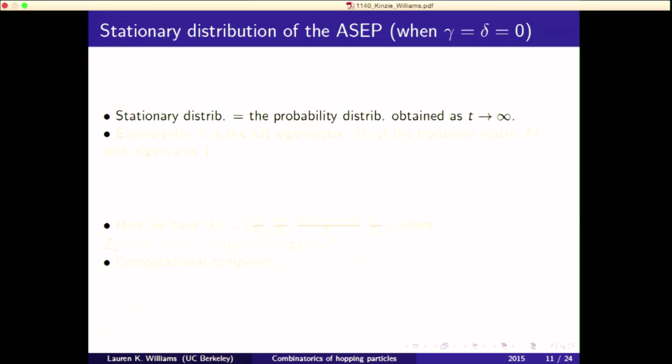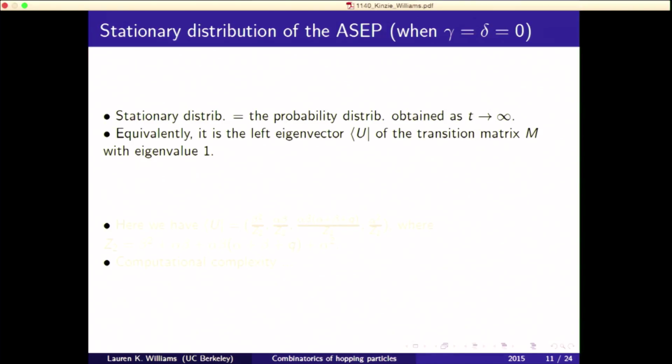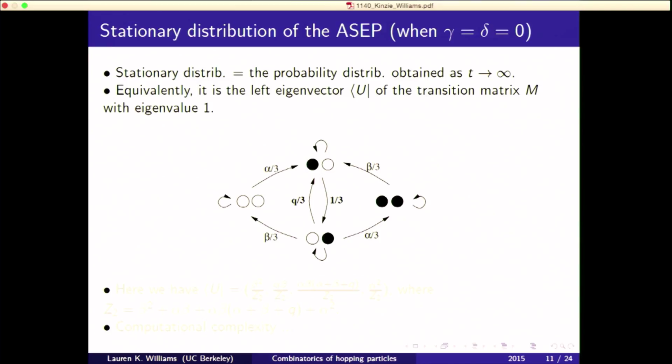Okay, so now let me go back to the mathematics. Let me first again consider the case where gamma and delta are 0. One would like to understand the stationary distribution of this Markov chain. That is the probability distribution that you obtain as t goes to infinity. Another way of saying that is that it's the left eigenvector u of the transition matrix with eigenvalue 1. Oh, it's a row vector. You've got a row vector and then a square matrix.